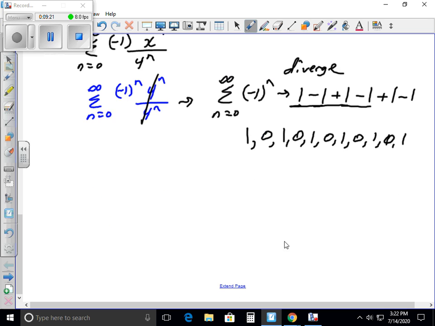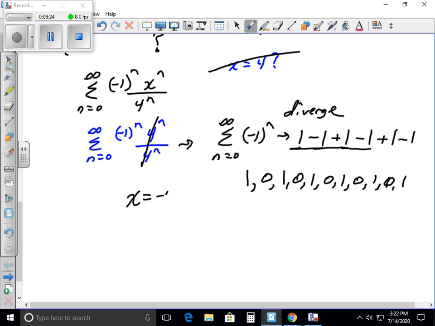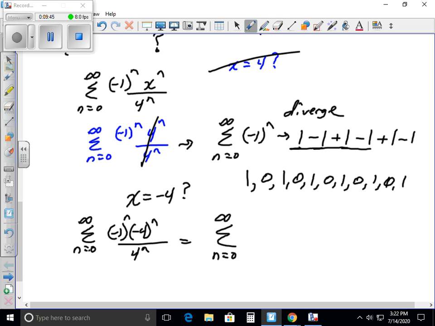Now we need to do the same thing and check negative 4. Can x equal negative 4? So we take our power series, and where we have an x, we replace it with negative 4. We can simplify this a little bit. We can do this several different ways. The negative 4 and the 4, we can pull the exponent out, and we can put negative 4 over 4 there. Negative 4 over 4 reduces to negative 1.